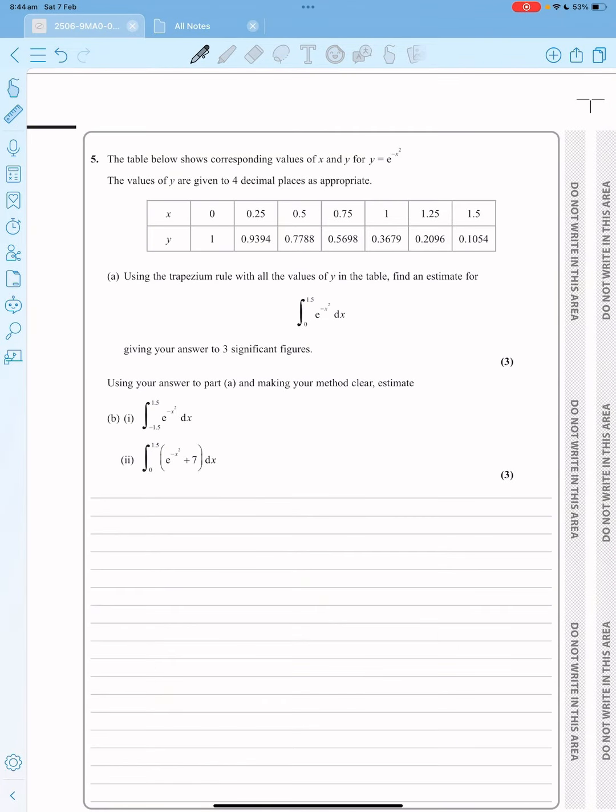Okay, question 5 is on the trapezium rule. You will need your formula booklet if you don't have this formula memorized.